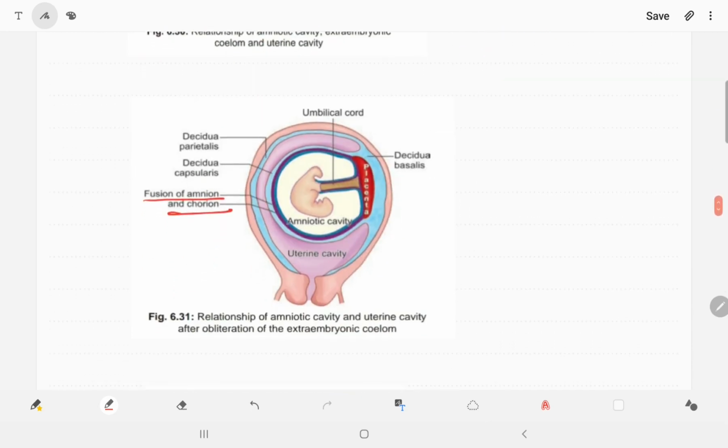So yes, I have obliterated the coelom. What I have remaining is the uterine cavity. Can you see this umbilical cord has formed? And this umbilical cord is connected to the placenta. The placenta in turn is attached to the uterus. In the uterus, it is attached to the portion of the decidua basalis, right?